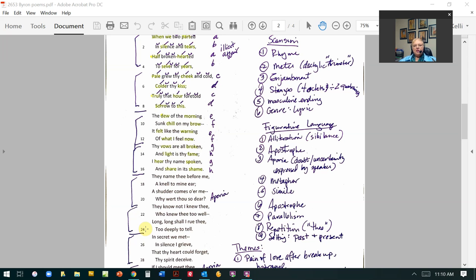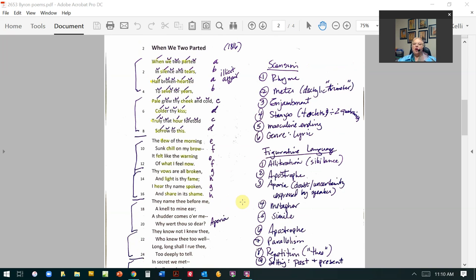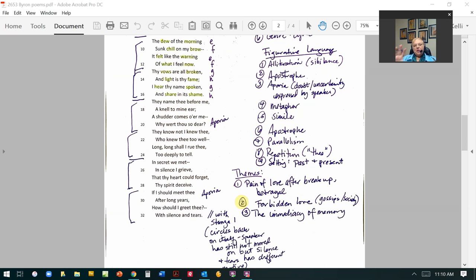I accidentally repeated apostrophe, so ignore number six. Number seven is parallelism. If you think about parallel lines, they run equal to each other and they never cross. Parallelism in literature or writing is where you repeat certain things in equal emphasis. What's parallel here is, at the beginning, "when we two parted in silence and tears," and at the end, "we meet in silence and tears." So that's an example of parallelism that we see here, right?